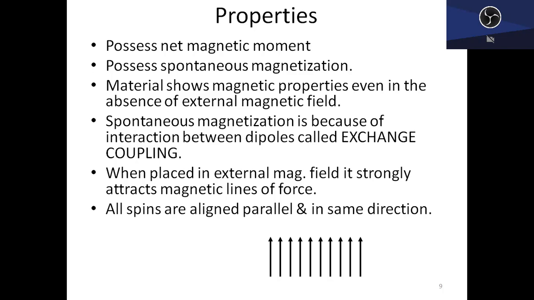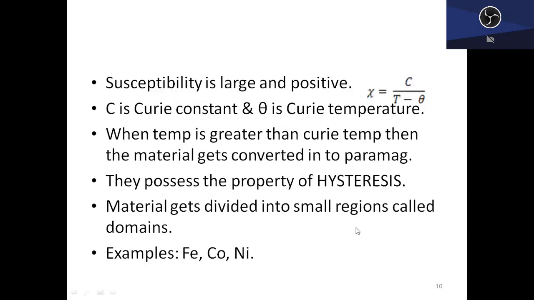When placed in an external magnetic field, it gets strongly attracted in the direction of the external magnetic field. All the spins are aligned. We call these magnetic moments. You are aware that you have spin also. All these spins are aligned parallel in a particular direction. You can see this schematic image, which shows the special property of ferromagnetic material.